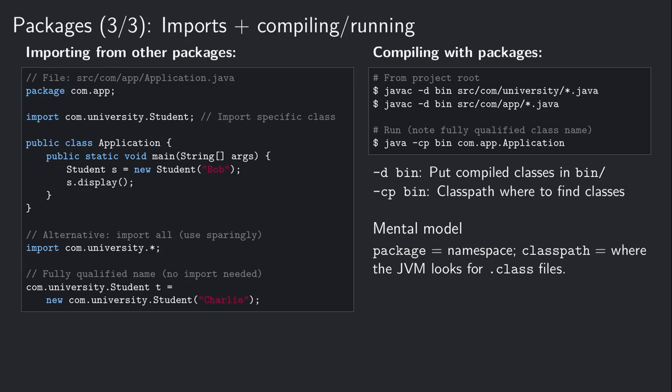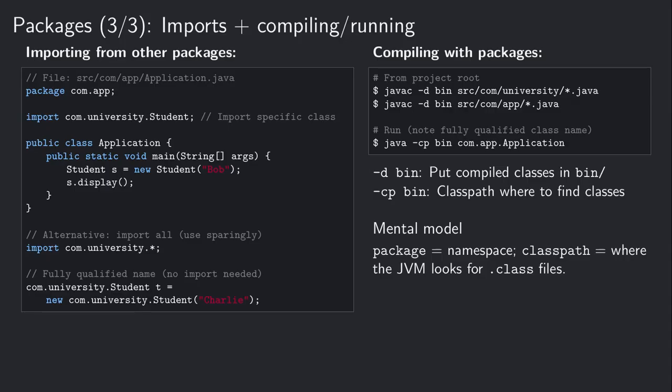Now the compiling and running commands are the practical payoff. javac -d bin means compile and place the .class output under bin, following the package directory structure. Then when running, you must specify the class path: java -cp bin com.app.Main. Two details matter. The JVM needs to know where the compiled classes live, -cp bin, and you run using the fully qualified class name that includes the package, com.app.Main, not just Main. So the mental model block is gold. Package is your namespace, while class path is the JVM search path for bytecode.